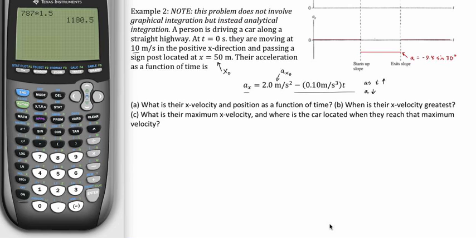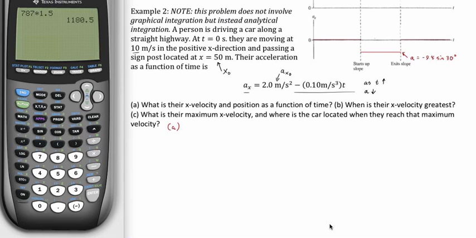Some other things to consider: since the acceleration is linear, t to the first power, that means that the velocity is going to be quadratic, and the position is going to be a third order polynomial. Okay, so let's take a look at part A, which asks what is the x velocity and position of the person driving the car as a function of time.